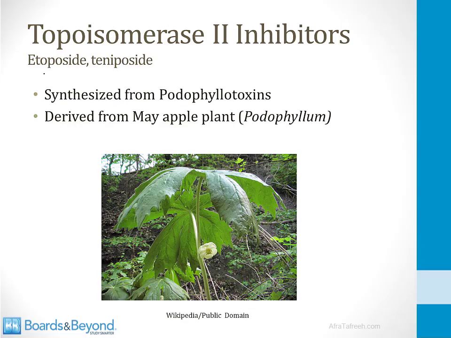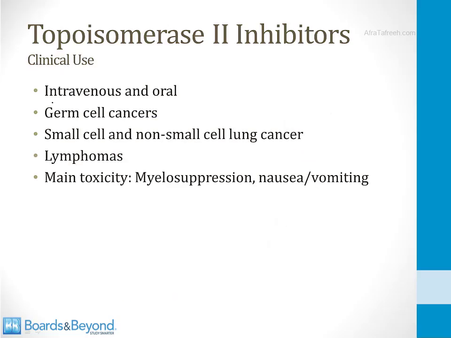The topoisomerase 2 inhibitors are etoposide and teniposide. These are both synthesized from naturally occurring substances called podophyllotoxins. These are toxic substances derived from the mayapple plant, which is called podophyllum. That's how they get their name. These drugs are available in intravenous and oral forms. They can be used for germ cell cancers, for all types of lung cancer, and also for lymphomas, and their main side effects are really nothing special. They can cause myelosuppression and also nausea and vomiting.